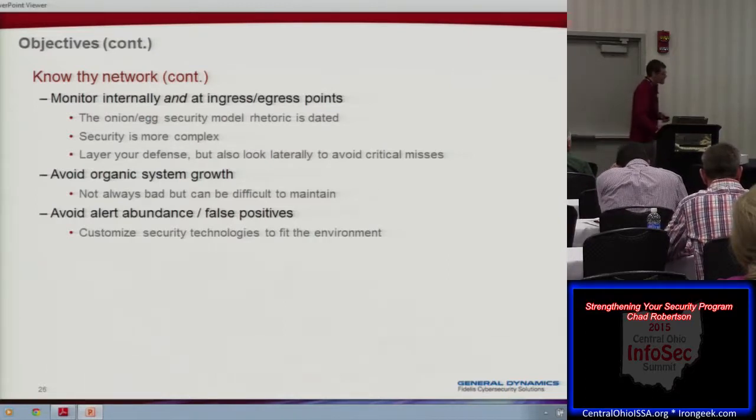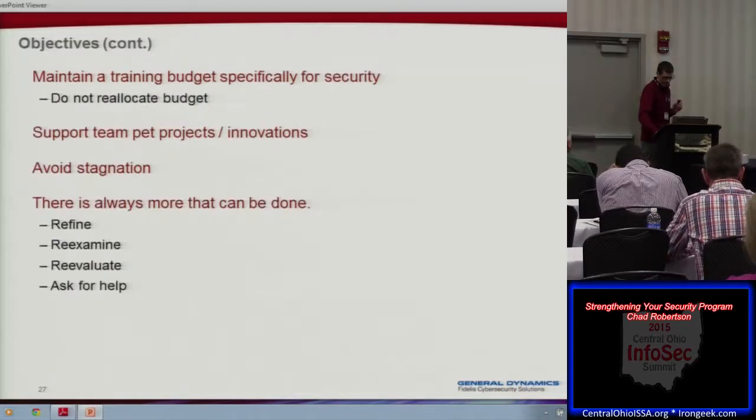Avoid organic growth. Not always bad, but can be difficult to maintain. Cut down false positives whenever possible. Thousands of alerts are hard to pay attention to. Maintain a training budget specifically for security.